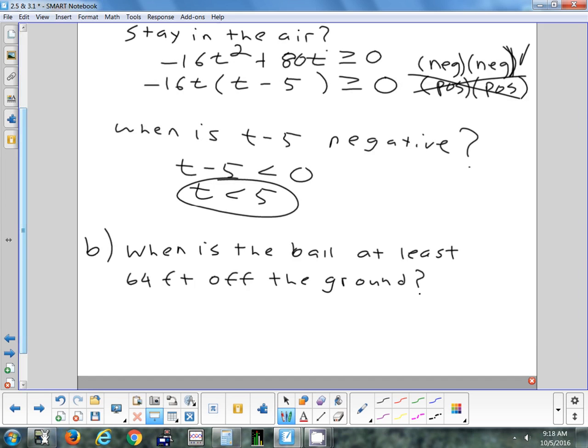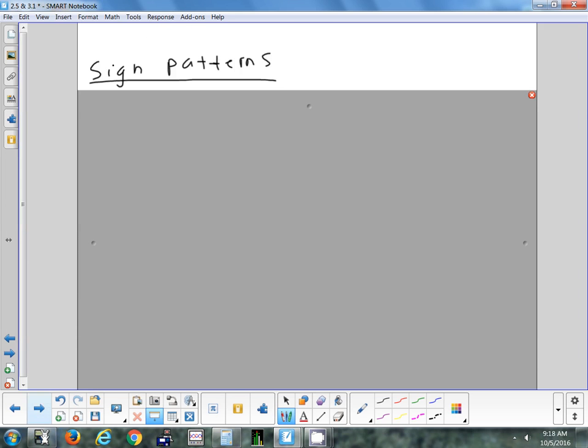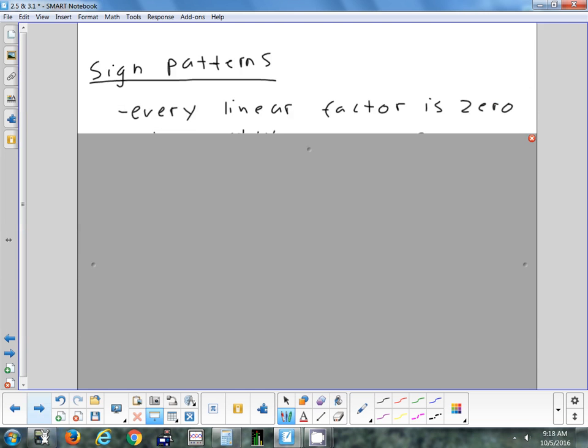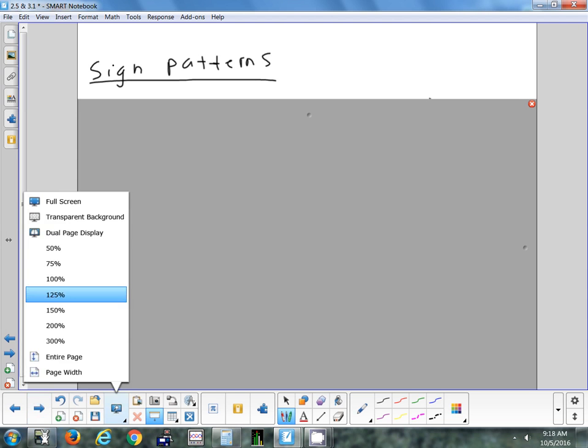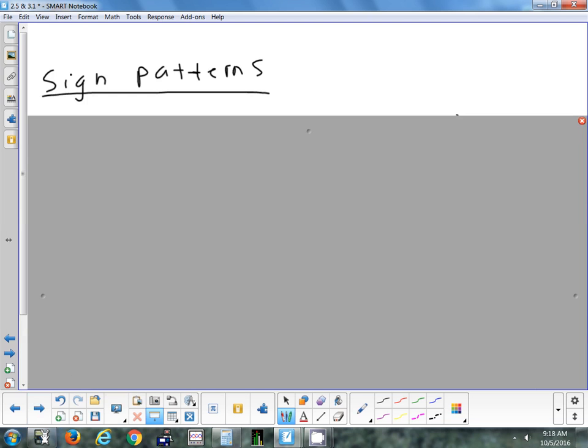If I plug numbers bigger than 1/2, like 10, anything bigger than 1/2 in for x, will I get a positive answer or a negative answer? Well, Alex? Positive. Yeah. Just try plugging in a number bigger than 1/2. Try like 2. 2 times 2 is 4. 4 take away 1 is 3.